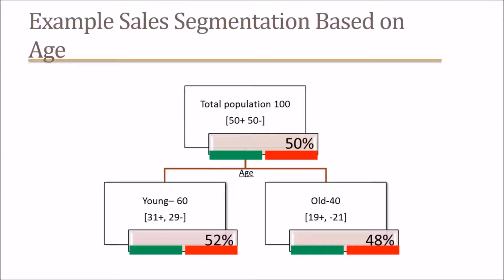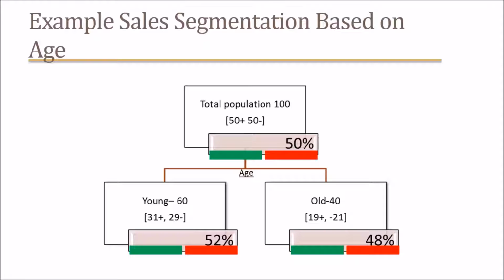Let us take an example of age. Is this a best split or a good split? At the root level there is a 50-50% chance of buying or not buying, 50% positives, 50% negatives. Now after the split there is 52% positive, 48% negative in the young group, and 48% positive, 52% negative in the old group. So this is not really giving us pure splits.